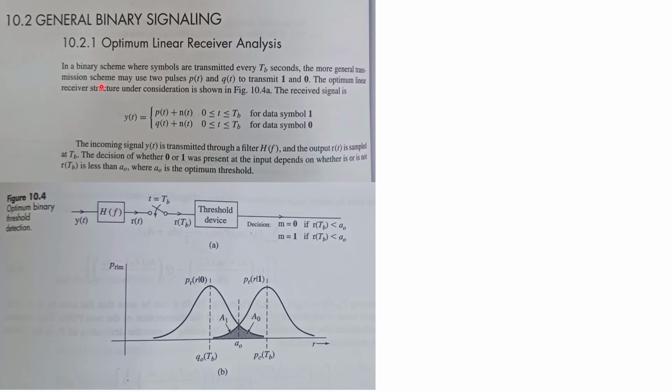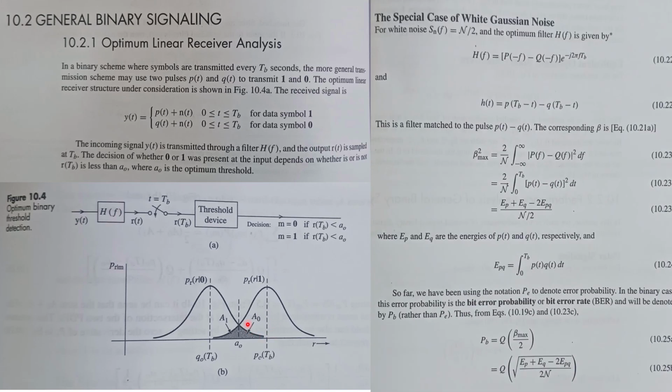We see here that y(t) is equal to p(t) plus n(t). p(t) is, suppose, the data transmitted for symbol 1, and q(t) is representing the data symbol for 0. The problem is that whenever we are sending p(t) and q(t), there is a portion where both of the data overlap. This is called inter-symbol interference. Because of this overlapping, the chances are that we may lose the information. So this is another challenge here.